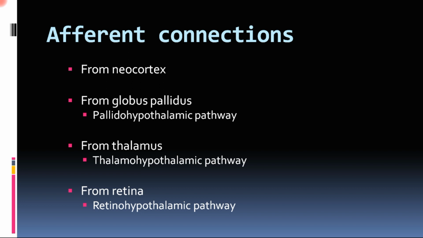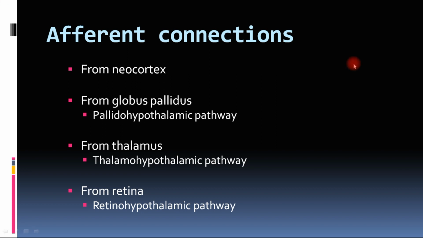Then from the thalamus there is the thalamo-hypothalamic pathway. The dorsal and the midline nuclei of the thalamus are the main ones which give rise to the thalamo-hypothalamic pathway. If you remember, the dorsal nucleus was responsible for maintenance of visceral function in the thalamus, and the hypothalamus is the one which integrates and maintains the visceral function. That is why the dorsomedial nucleus is connected with the hypothalamus with the help of the thalamo-hypothalamic pathway.